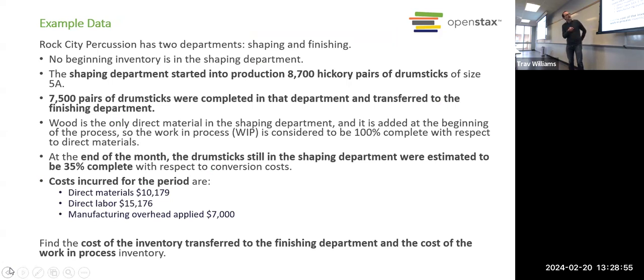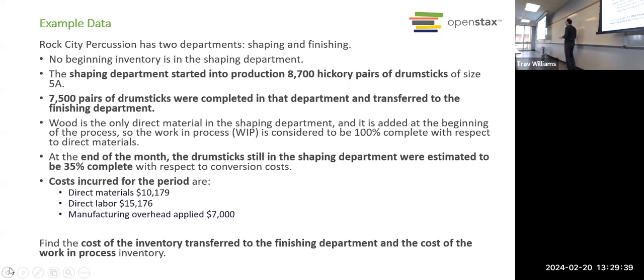So the shaping department, which is the one that takes the raw material and shapes it into drumsticks, they started 8,700 pairs of drumsticks. Okay. That is the batch that they're working on. At the end of the period, they have completed 7,500 pairs. So then how many pairs are still in process? 1,200, right? The difference. Now, at the end of the period, the question is, how complete are they? And here it tells us the ones, those 1,200 that are still in process are 35% complete.